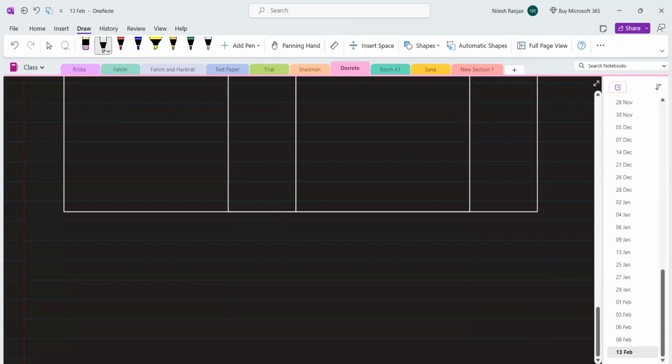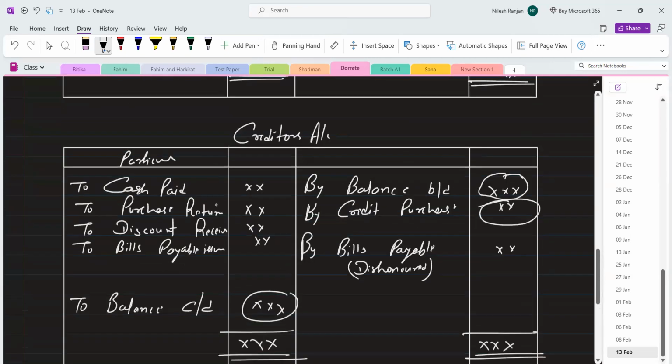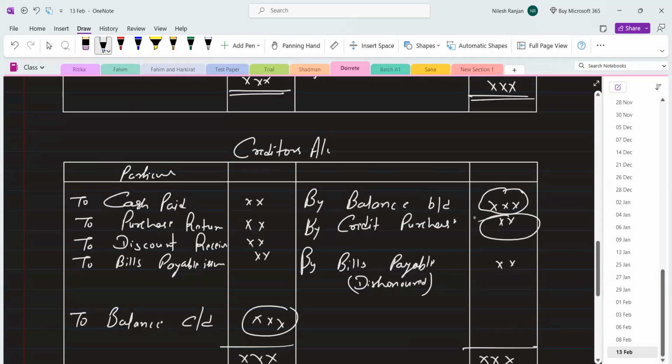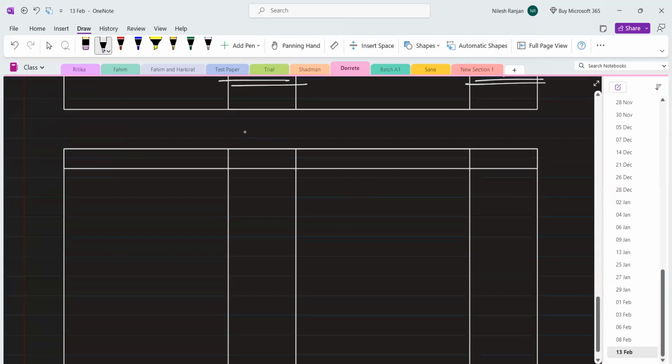Now I am solving this creditors account. I am preparing the creditors account from this information. There are two types of creditors given: creditors for goods and creditors for expenses. We are not considering creditors for expenses right now. We will talk about creditors for goods only. So you can see the creditors opening balance is written on the credit side and closing balance on the debit side.